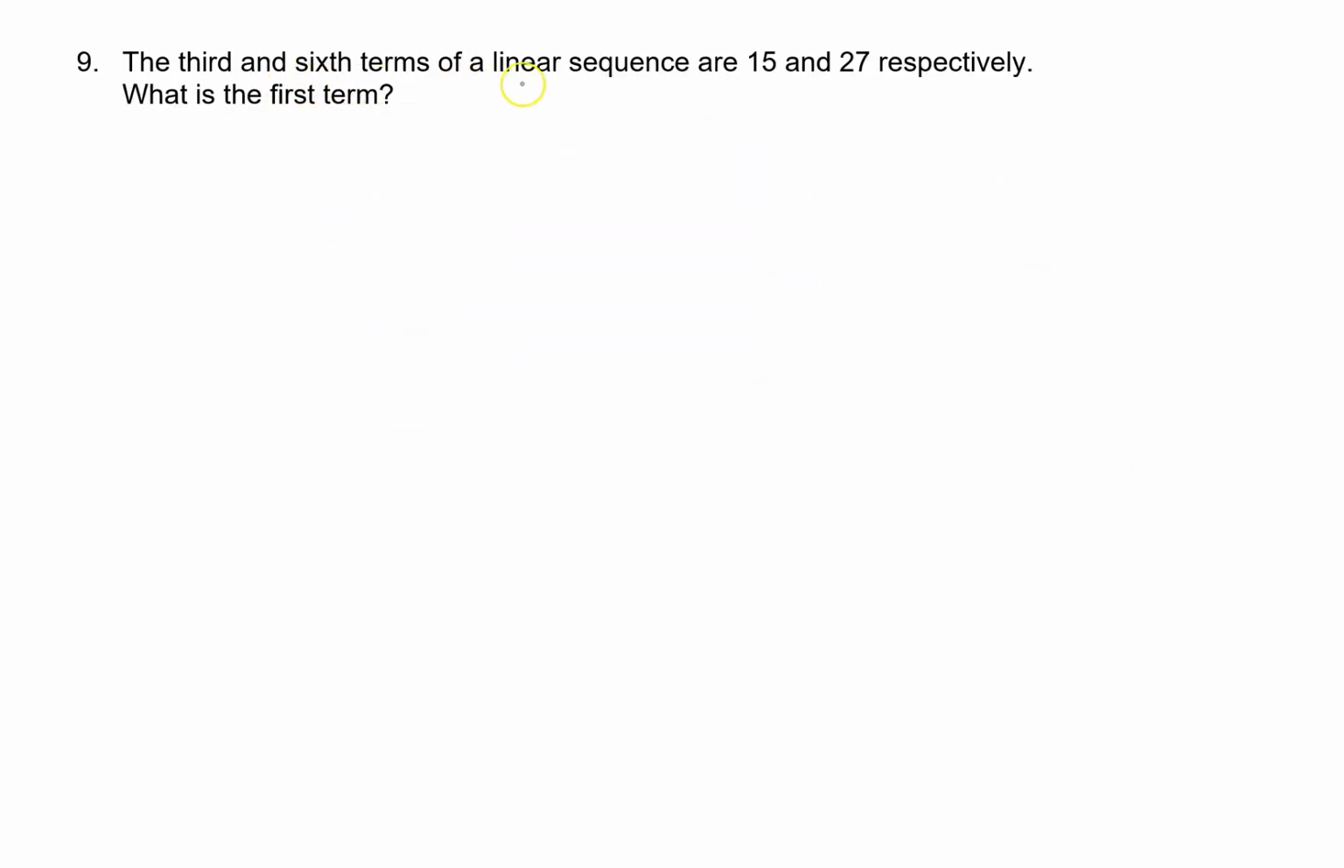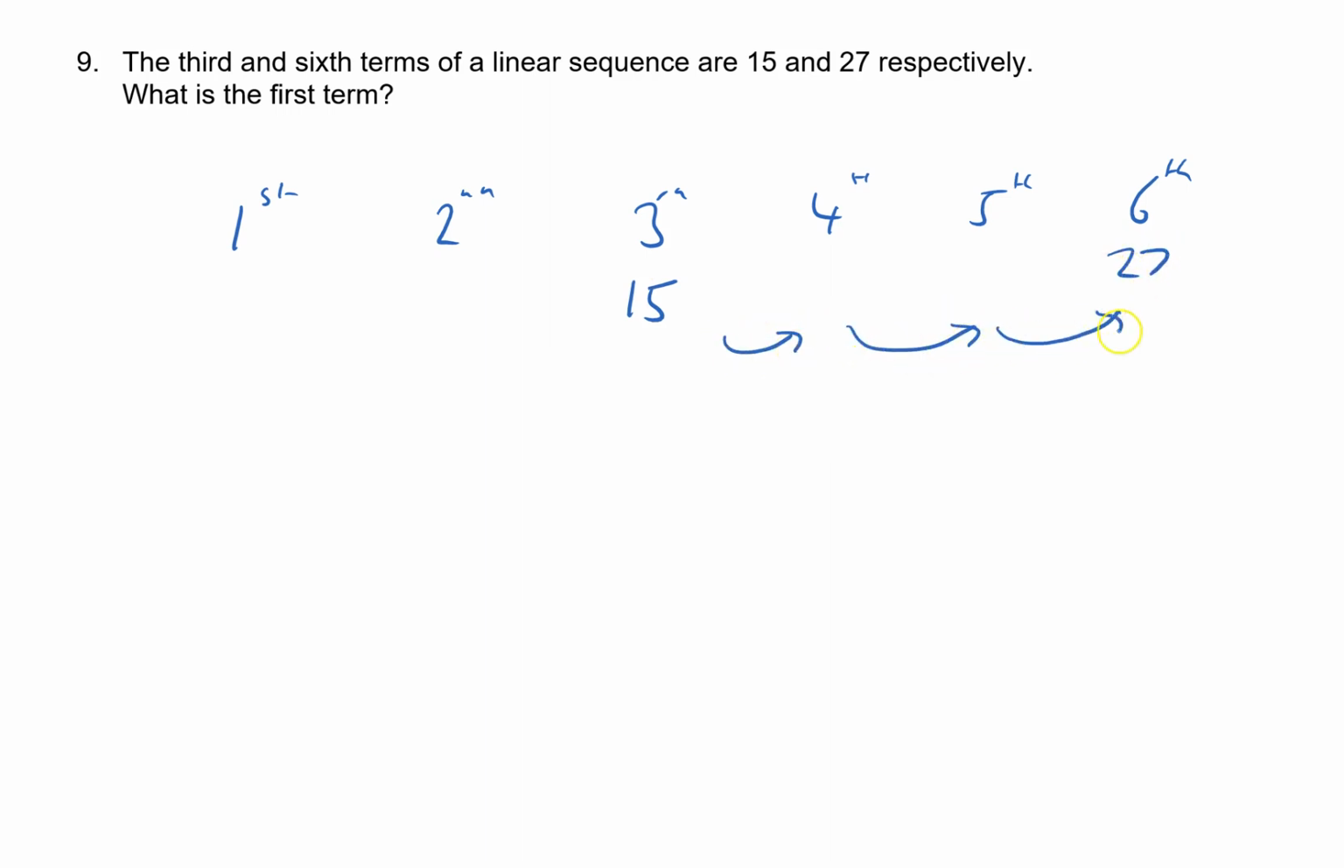Okay, the third and sixth terms of a linear sequence. So linear means it goes up by the same amount each time. So we've got 15 and 27. So we've got the first term, second, third, fourth, fifth, and sixth. And the third term is 15. And the sixth term is 27. So it's got to go up by something, and it's got to go up by something, and it's got to go up by something, and it's got to be the same amount each time.